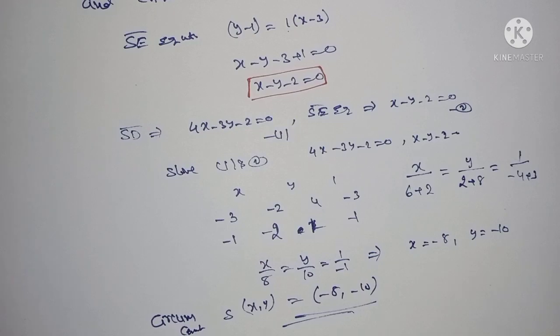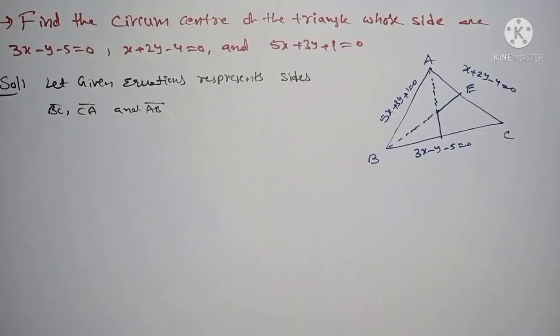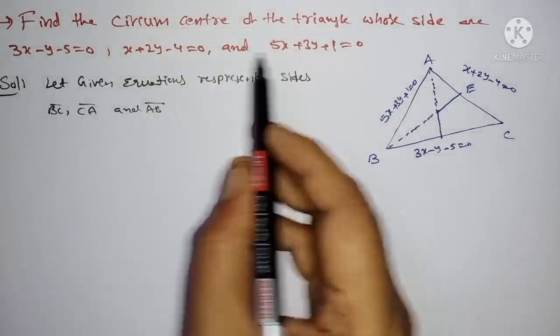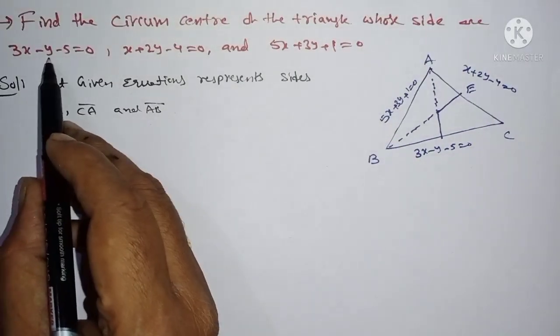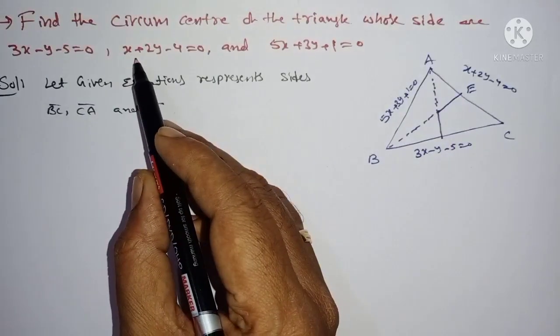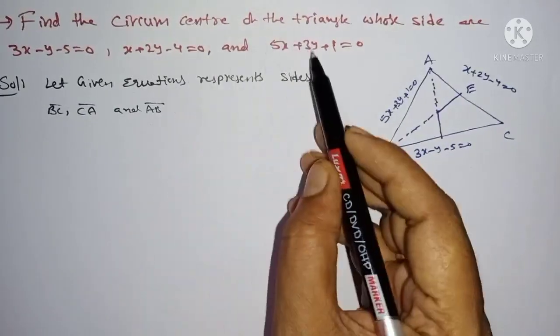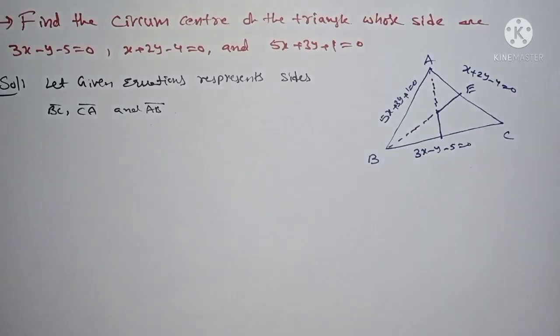Okay. Next question is, find the circumcenter of the triangle whose sides are given. Previously we were finding the circumcenter when vertices were given, but here sides are given. The 3 sides are 3x minus y minus 4 is equal to 0, x plus 2y minus 4 is equal to 0, 5x plus 3y plus 1 is equal to 0.